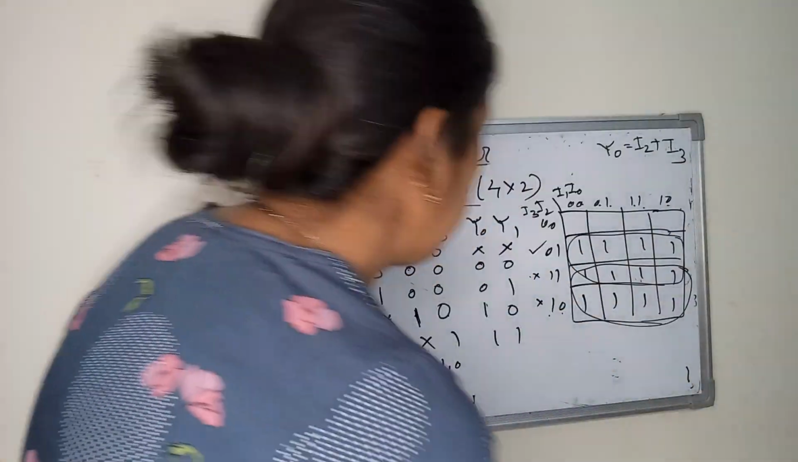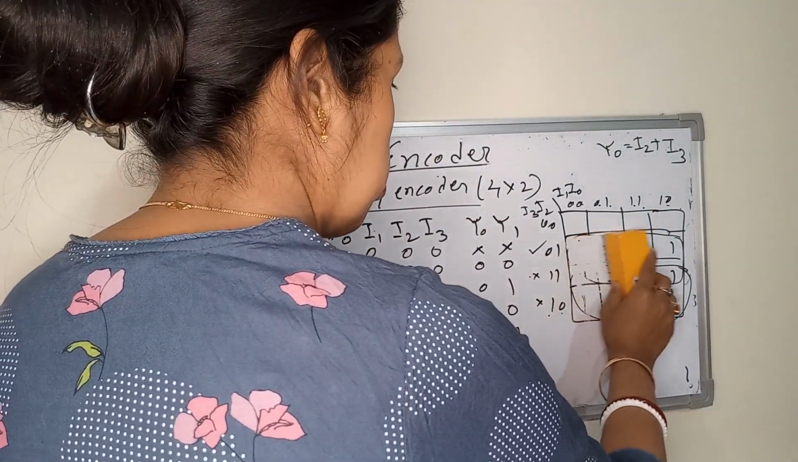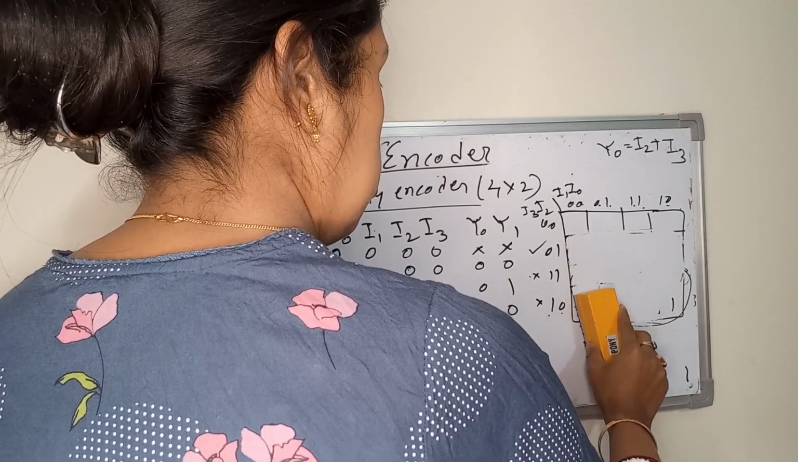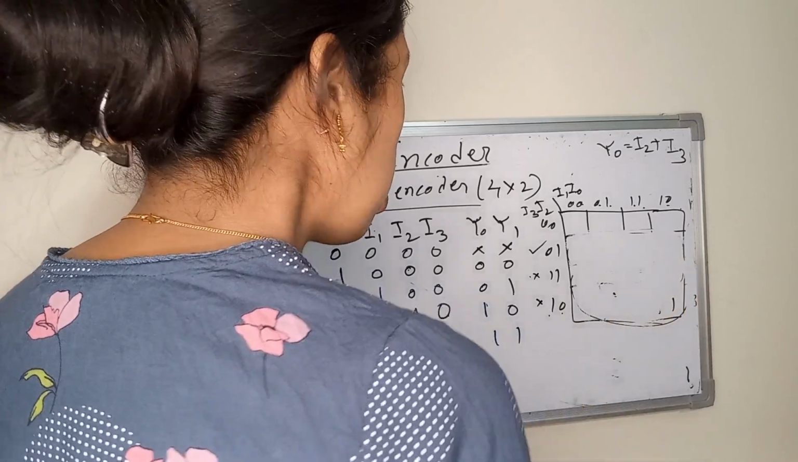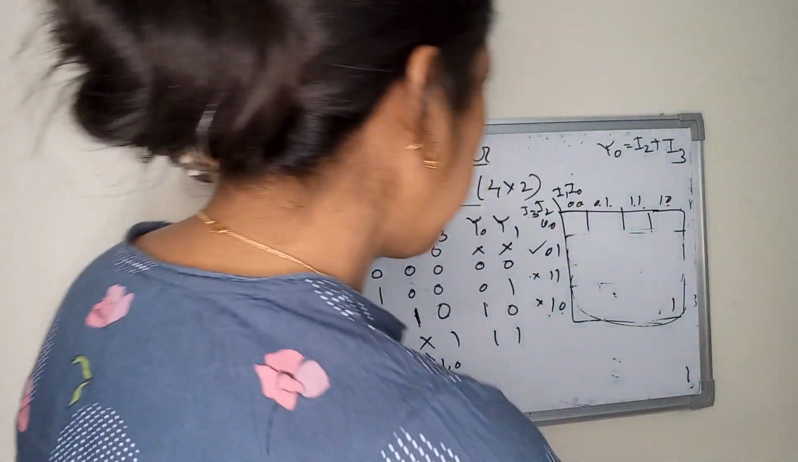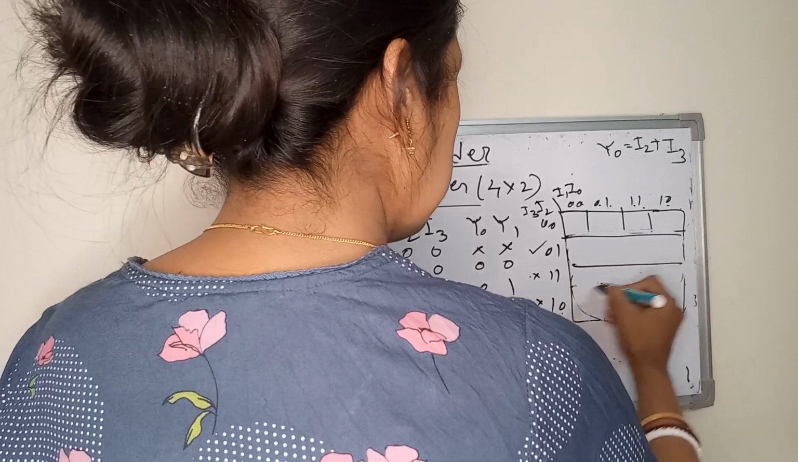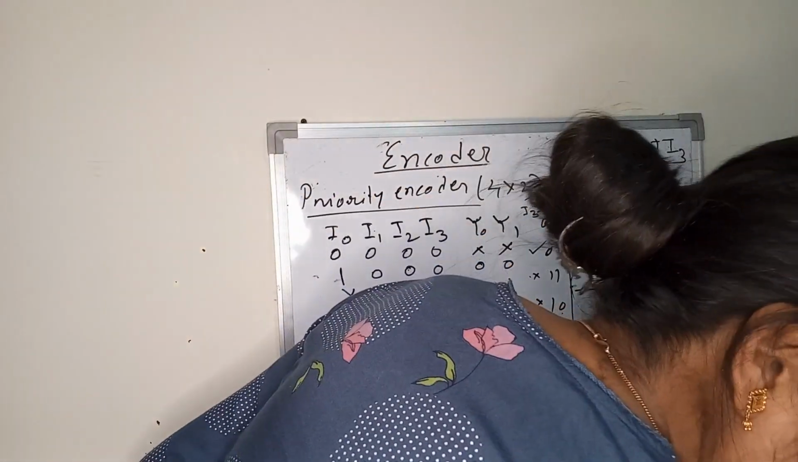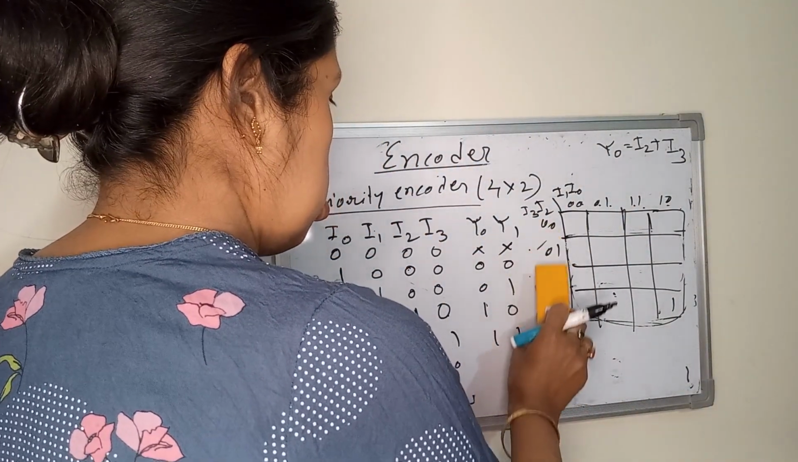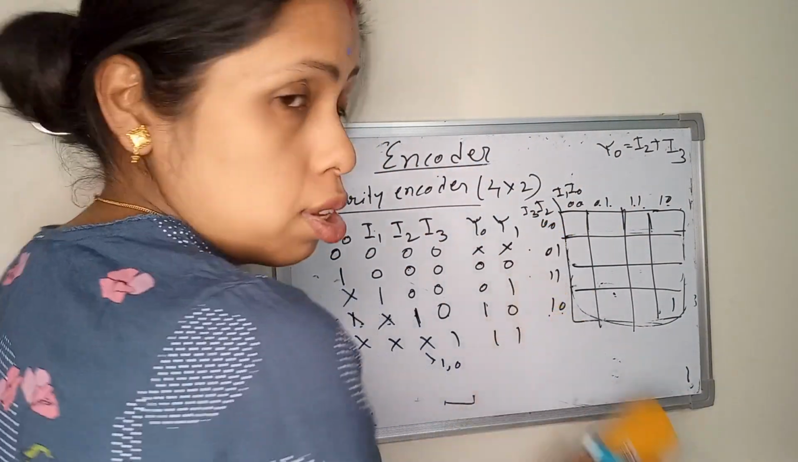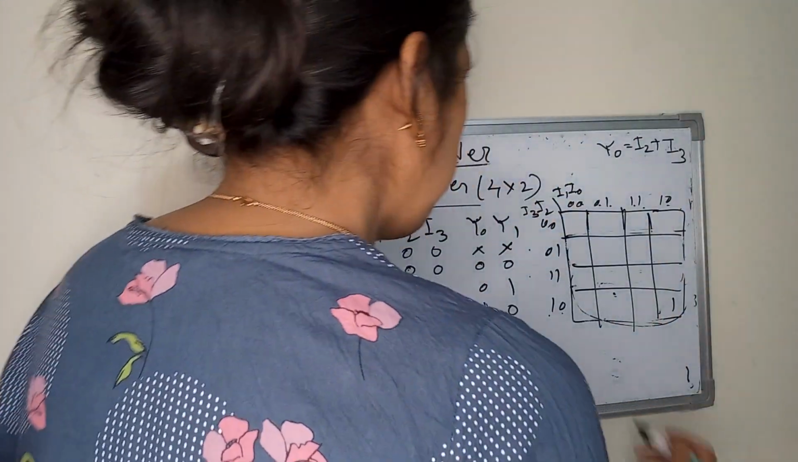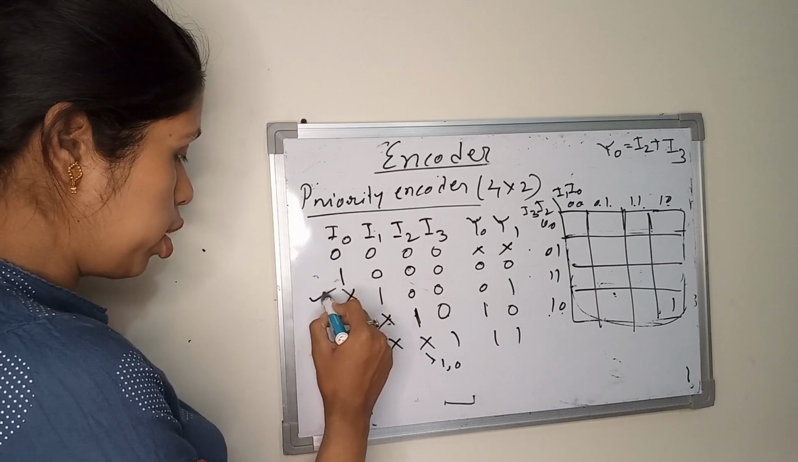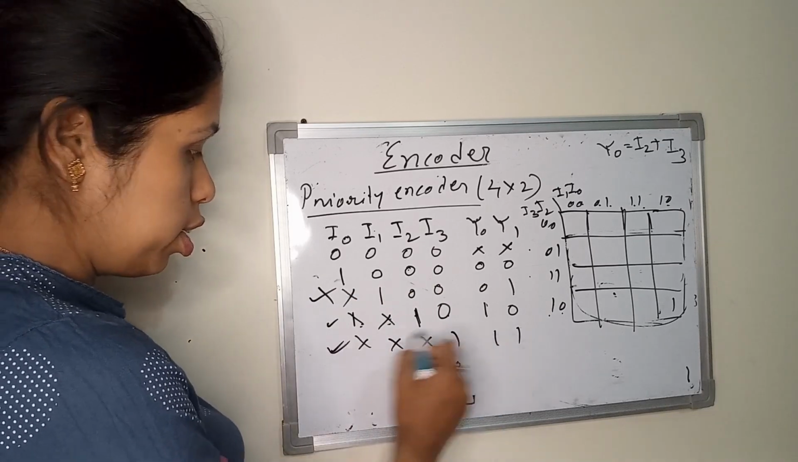Okay. Now come to the Y1. In case of the Y1, you can see Y1 is 1 for these combinations and these combinations.